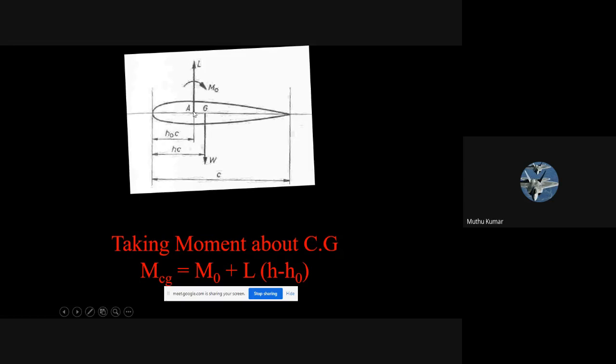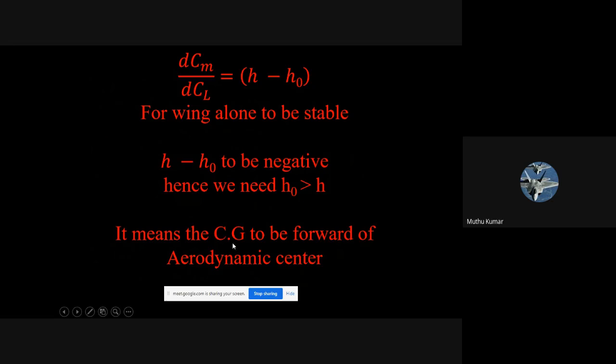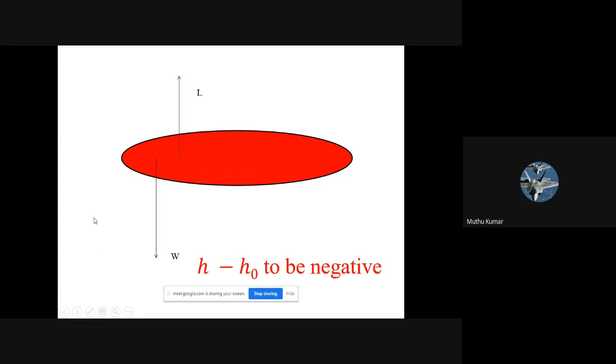So what this says is that the aerodynamic center should be behind the center of gravity for it to give stability. Why do I say otherwise? Aerodynamic center is a fixed location. I cannot change it. It's going to be close to quarter chord, but I can change the center of gravity. So the result is that the CG has to be forward of the aerodynamic center for a wing alone to be stable. I need this kind of situation, because the lift vector acts at the aerodynamic center. The CG has to be brought in front of it for it to be stable, so that h minus h naught will be negative.